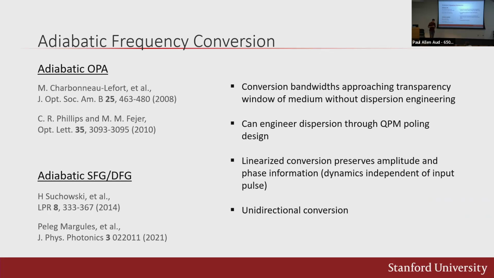You can use the structure of your quasi-phase matching to engineer the dispersion that your pulses see, so it's an extra degree of freedom for dispersion engineering. It's also linearizing the nonlinear conversion and can preserve the amplitude and phase information of your pulses. And then it also enables unidirectional conversion. If you're familiar with rapid adiabatic passage, I'll show some plots of that.